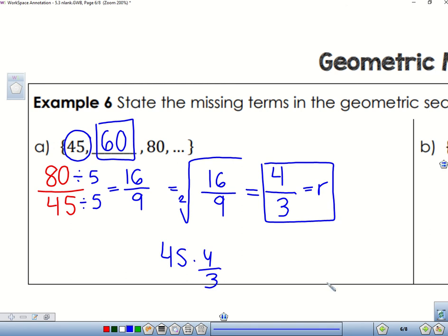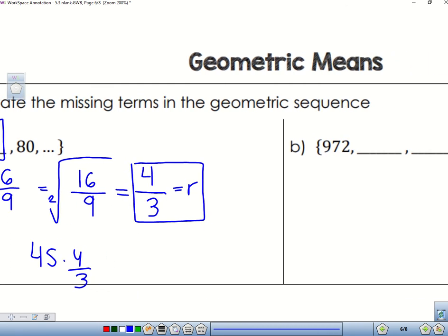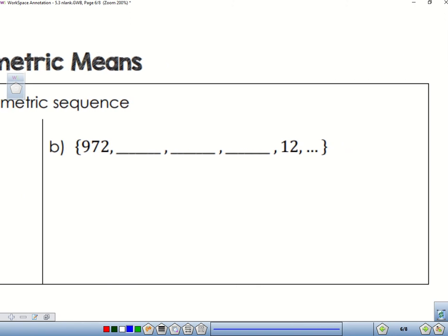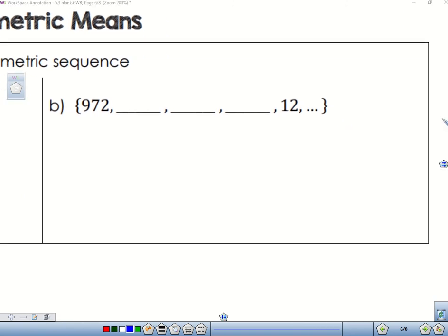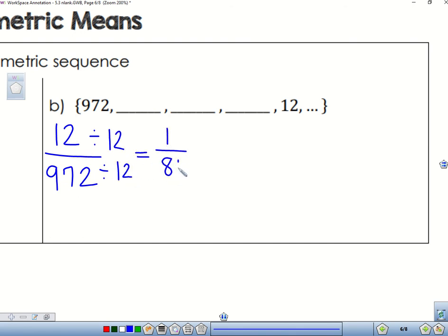So do I have any questions about example 6a? All right, let's move on to example 6b. So in this case, we have a little bit more blanks to fill in, right? A few more. So you're going to take the number on the right, divide it by the number on the left. In this case, is it decreasing or increasing? Decreasing. So we know that our fraction is going to be less than 1. So you're going to try to simplify this fraction, and I'll just tell you that they're both divisible by 12. And when you divide them both by 12, you're going to get 1 over 81.